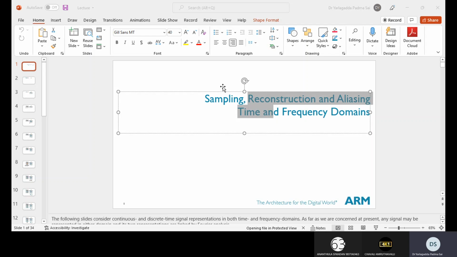I already mentioned that a signal repeating after a certain time is periodic, if it satisfies the condition. In the digital case, it is also the same thing.